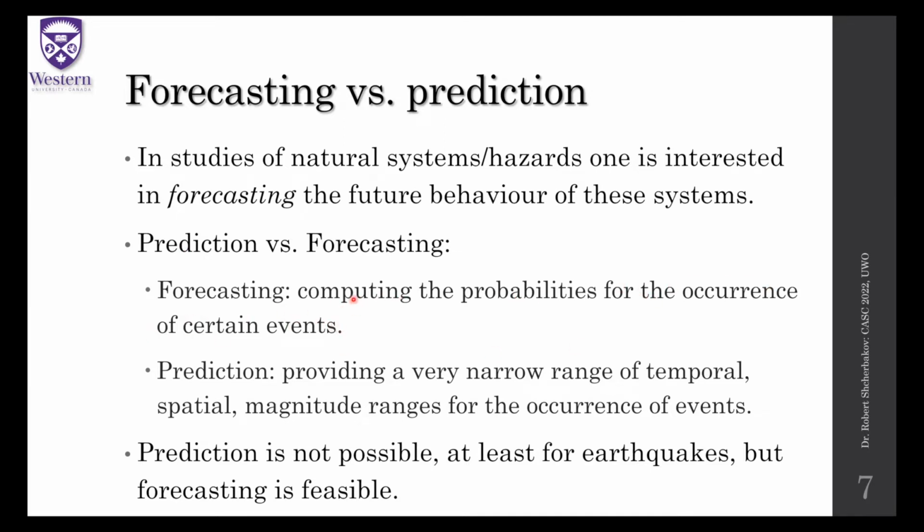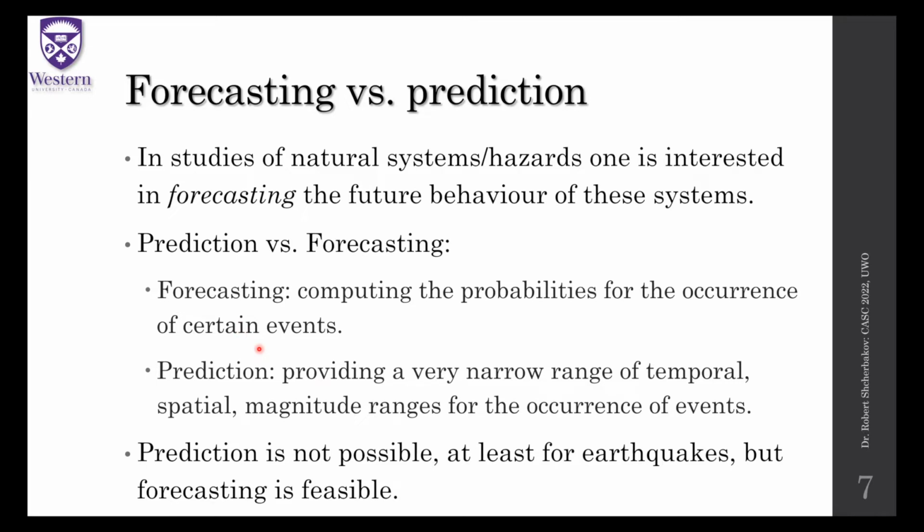Or this is also similar, say, in the case of weather forecasting. Typically, in weather forecasts, we can have probabilities of rain tomorrow, say there's a 50% chance of having rain tomorrow or the next several days. But on the other hand, prediction provides a very narrow range of temporal, spatial, and magnitude ranges for the occurrence of events. That means prediction is almost like forecasting with 100% certainty.